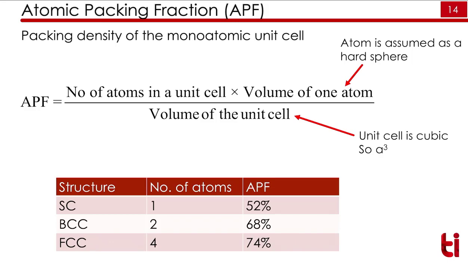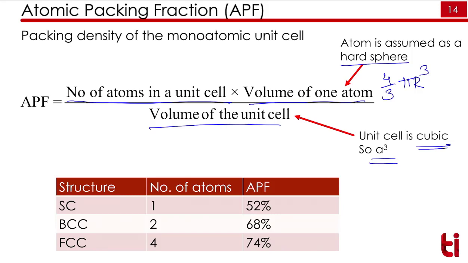So the formula is number of atoms in a unit cell into the volume of one atom, that is 4 by 3 pi r cube, because atoms are assumed as hard spheres, divided by the volume of the unit cell. The volume of the unit cell is simply given by a cube, because this is the cubic unit cell. For other unit cells, the formula will not apply. You have to find the volume by some other way.